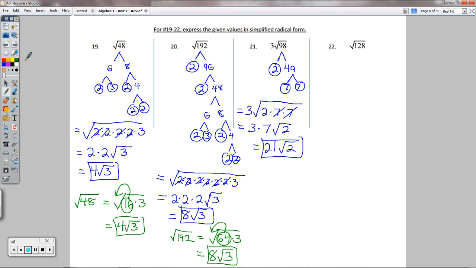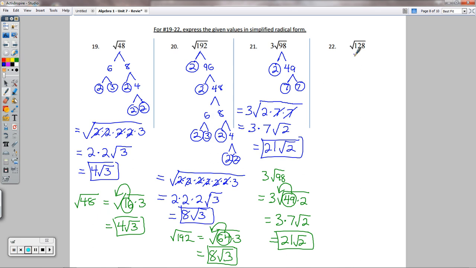The GPS way, greatest perfect square way, this would become 3, and then 49 is the greatest perfect square that's a factor of 98, so you could have 49 times 2. The square root of 49 is 7, so you've got 3 times 7 times the square root of 2. That's 21 times the square root of 2 that way as well.